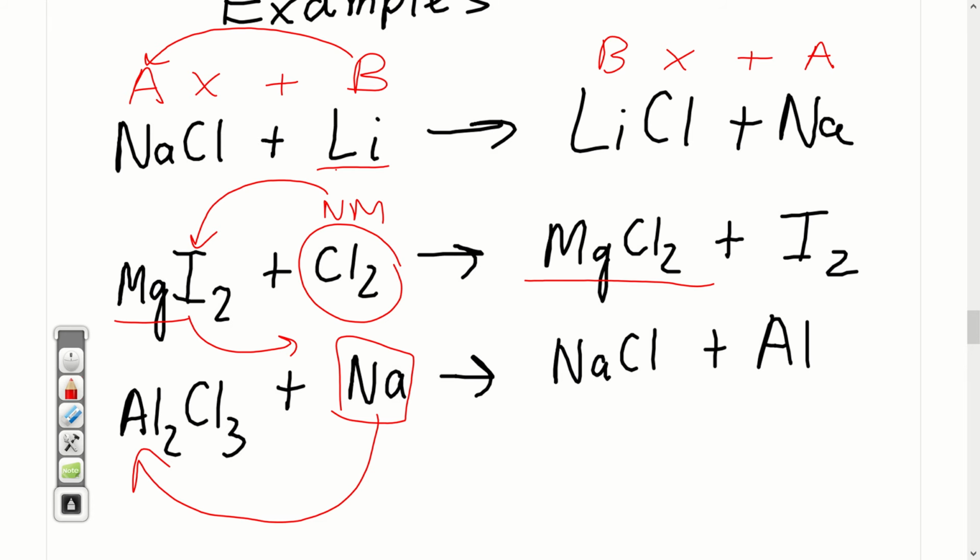This one I need to balance. So I have 2 Als, so I'm going to put 2 Als right there. I have 3 Cls, so I'm going to put 3 Cls right here, 3 NaCls, and now I have 3 Nas to finish up. So single replacement, basically the way we always do it in class is somebody comes in and steals your boyfriend or girlfriend. Okay, that's basically what's going on there.